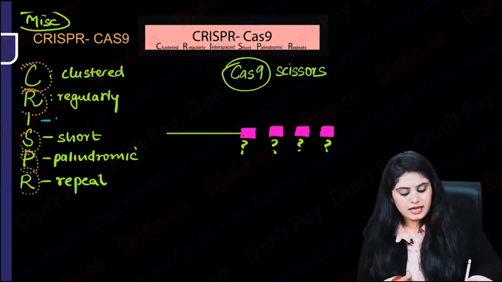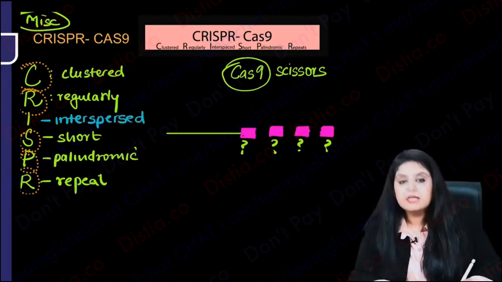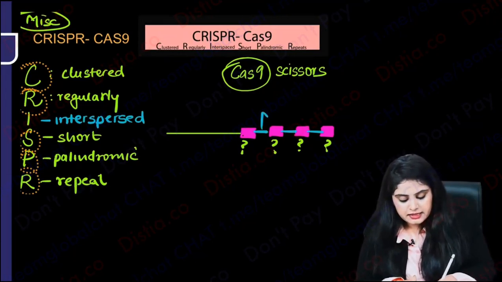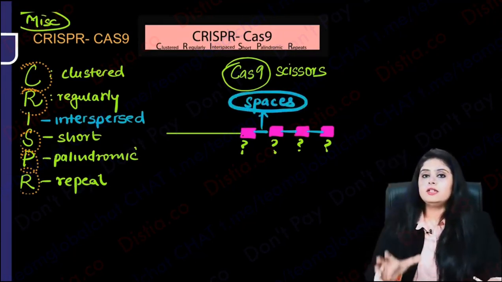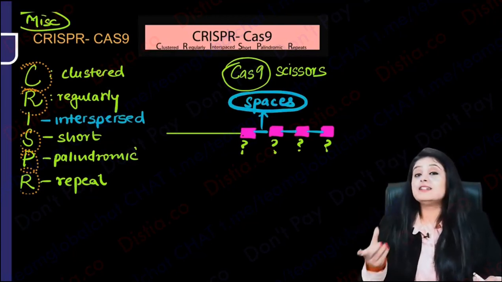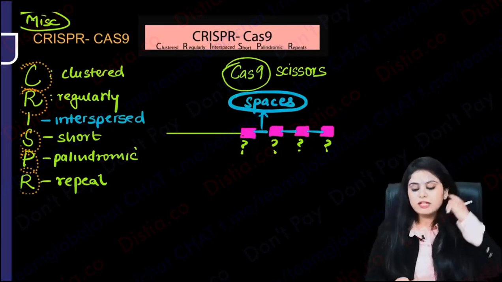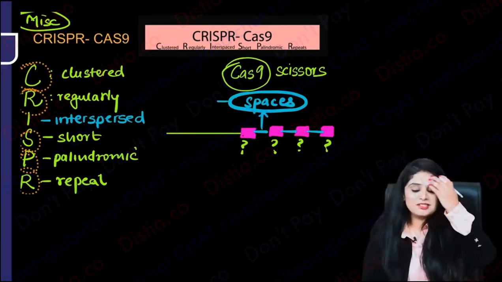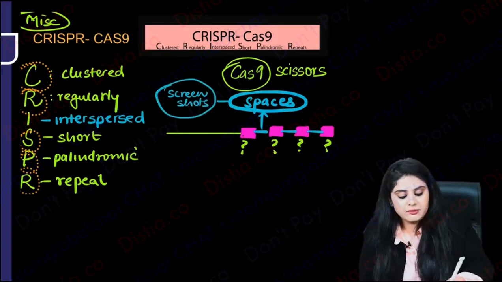And what is I? I stands for interspersed. So what is this? Interspersed. There are some spacers that are present. Clustered regularly, interspersed, or interspaced also they call it, short palindromic repeats. So now you will ask me, ma'am, what are these spaces? Don't write it down because it is not in the textbooks, only I have made that short form. These are screenshots.